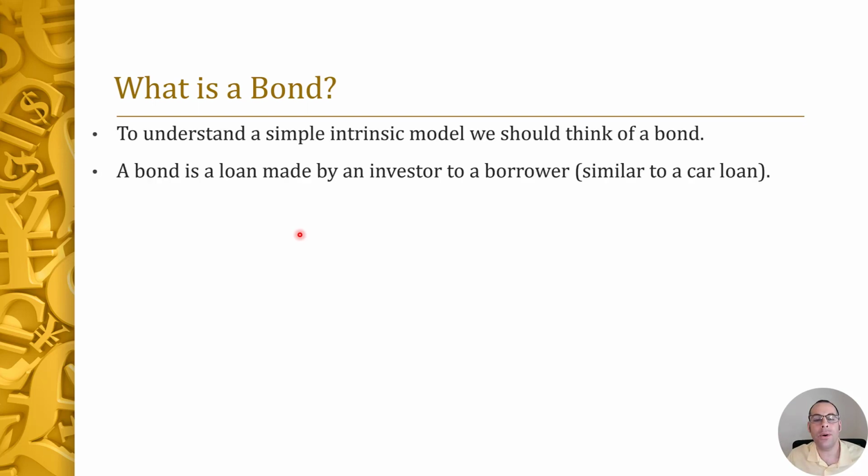A bond is a loan made by an investor to a borrower, similar to a car loan. If you needed to buy a car, you may go to a bank and ask to borrow $30,000. So you'd be the borrower and the bank would be the investor. And the bank would charge you an appropriate interest rate for the loan. You could think of it as an IOU between a lender and receiver.